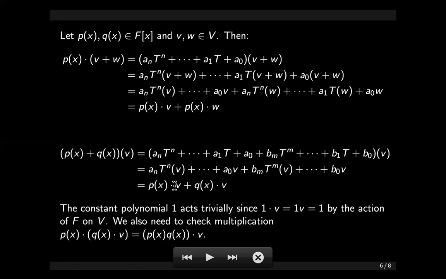Now the constant polynomial 1 acts trivially, since if we have the constant polynomial 1 applied to v, that's going to be equal to just the action of 1 in our F vector space V. That's going to be 1 applied to v, which is going to be equal to v, not 1. That was an accident. And that's just from the action of F on V.